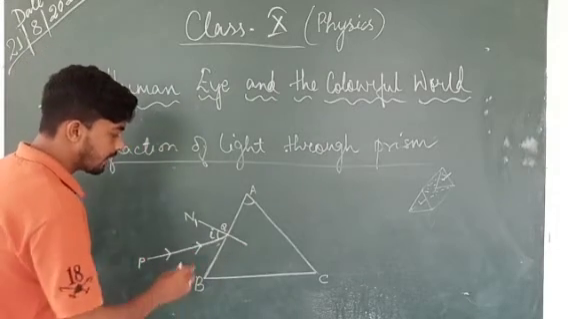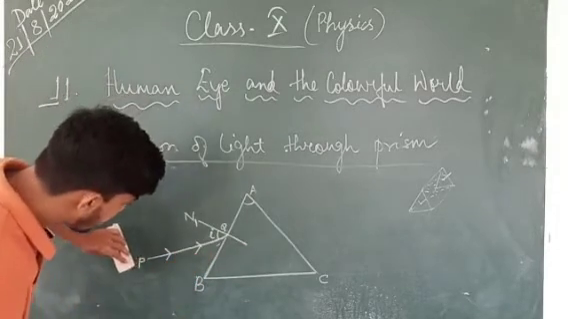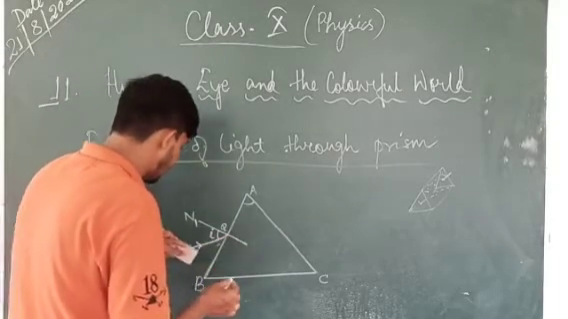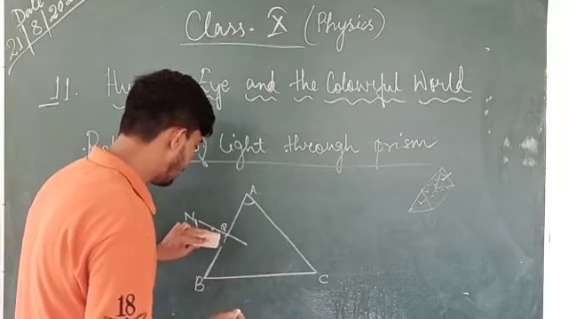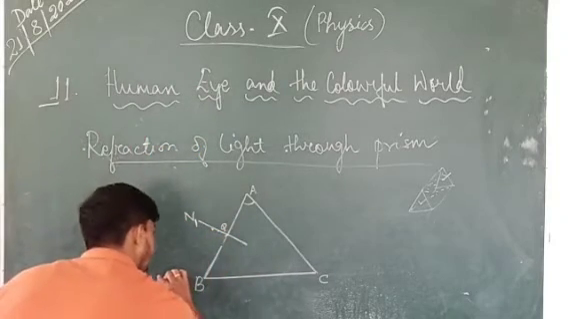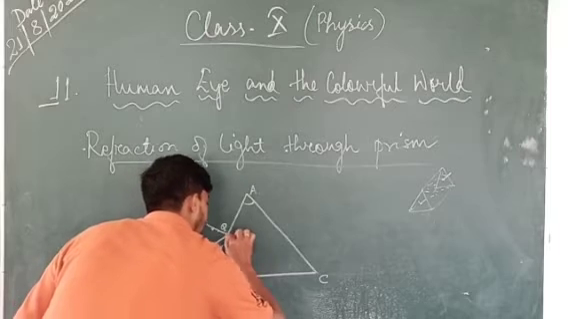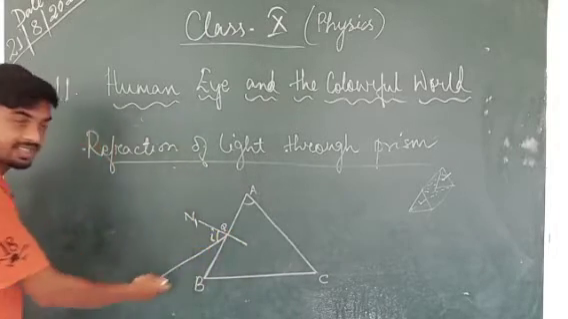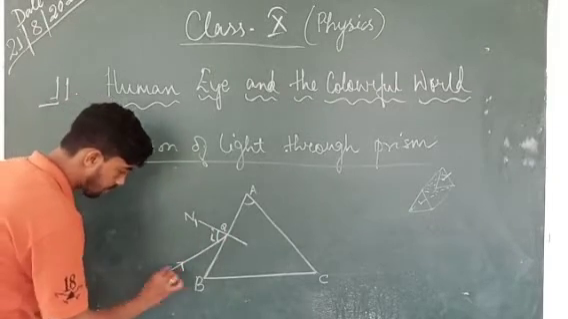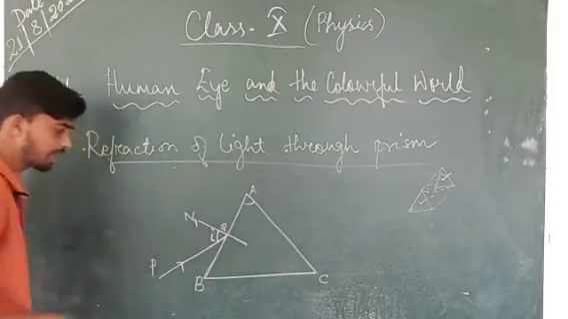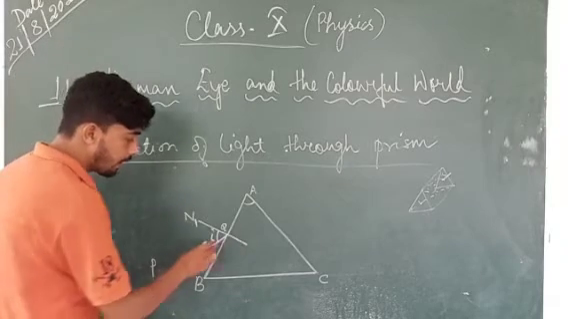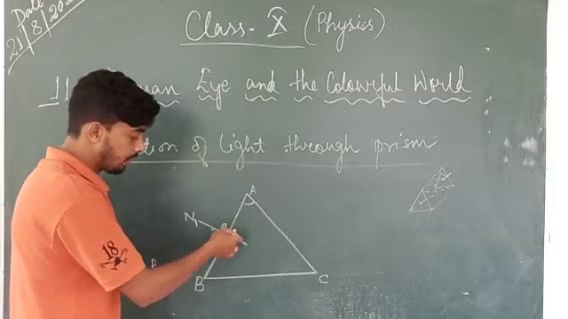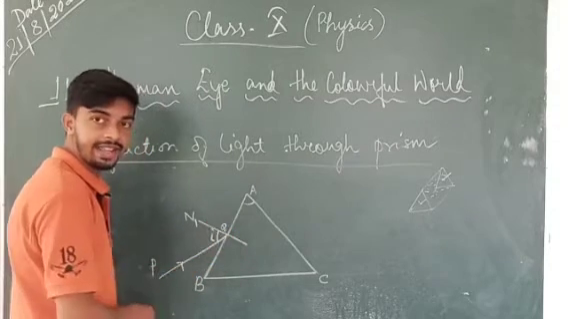Then what happens after falling onto the prism? Let me do it a little bit more precisely. Now the angle is more properly visible, and you can see the light almost clearly. PQ is the incident ray. It is falling onto this side, at point Q on the side AB.